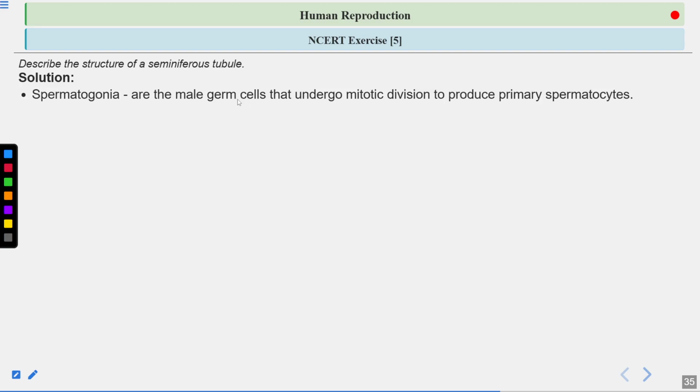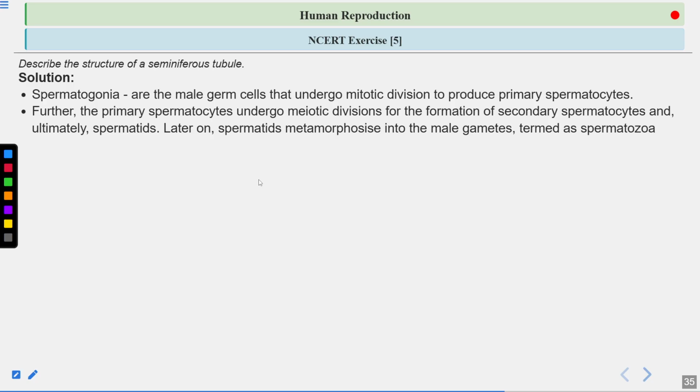Okay, spermatogonia are the male germ cells that undergo mitotic divisions to produce primary spermatocytes. Spermatogonia are diploid cells. They differentiate to form primary spermatocytes, which are also diploid. Then these primary spermatocytes undergo meiotic divisions. Meiosis I occurs in primary spermatocytes.